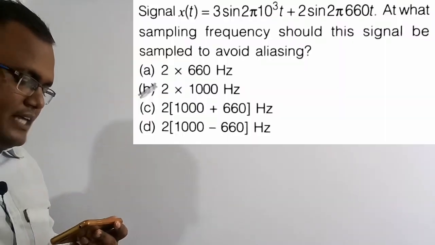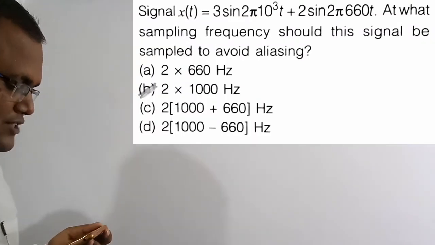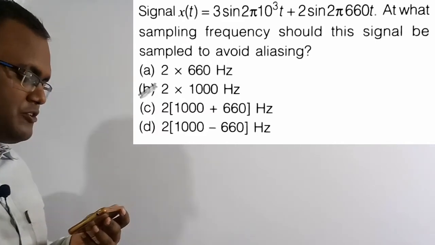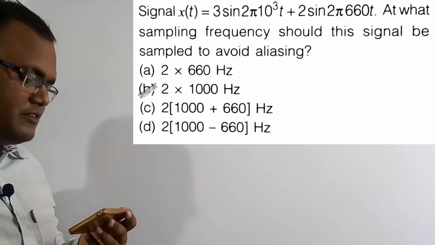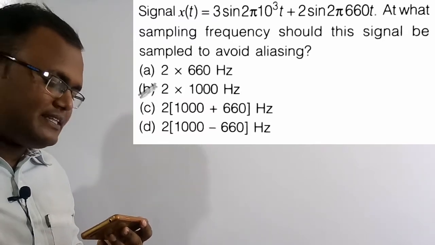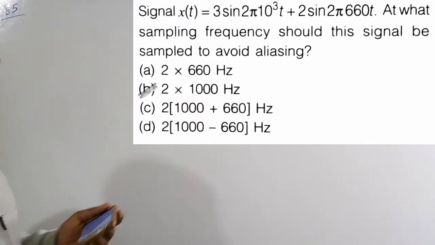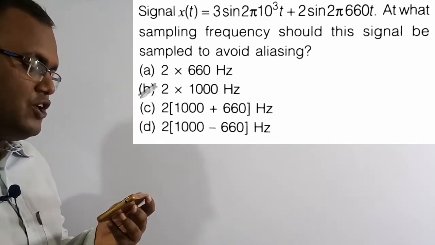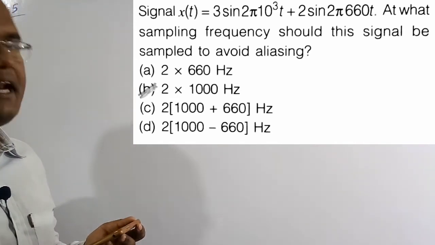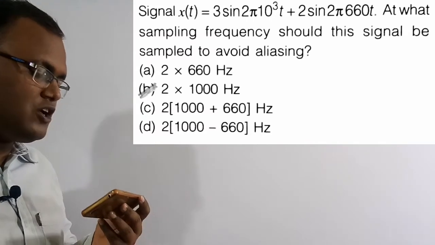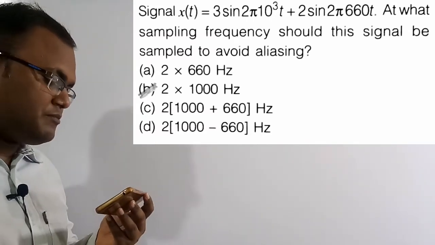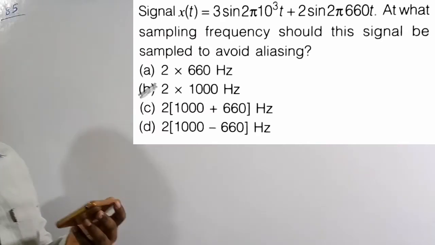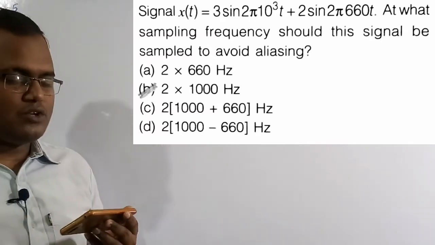See the question here. A signal x(t) is equal to 3 sin(2π·10^3 t) plus 2 sin(2π·660t). At what sampling frequency should this signal be sampled to avoid aliasing? So we need to find what is called the Nyquist frequency. The sampling frequency, also called the Nyquist frequency, is what we need to figure out so that we can avoid aliasing. Out of the four options, option B, which is 2000 Hz, is the correct solution of this question. So let's solve this numerical.